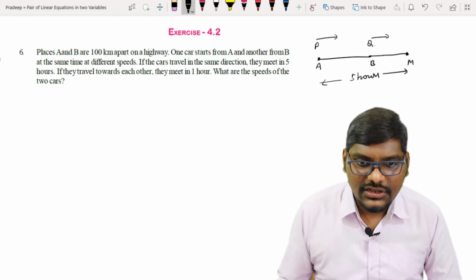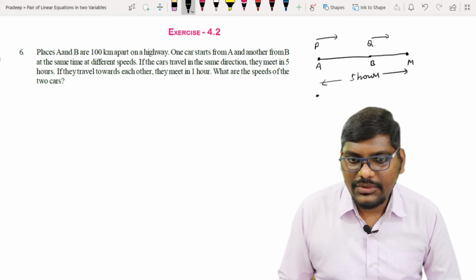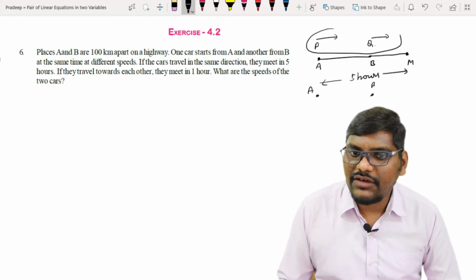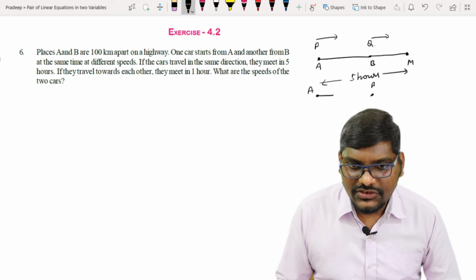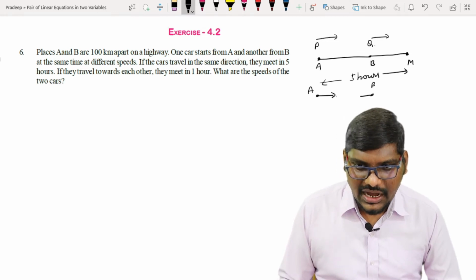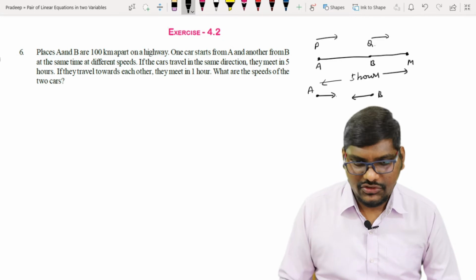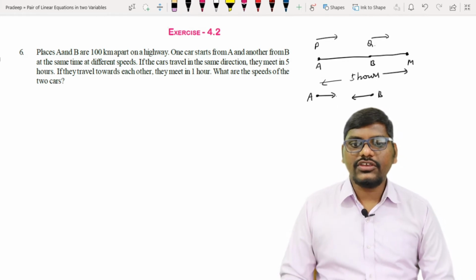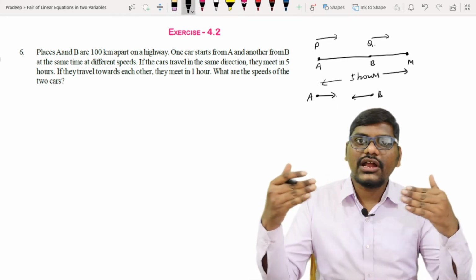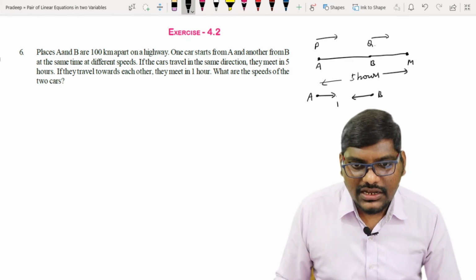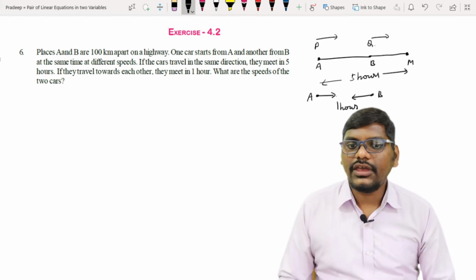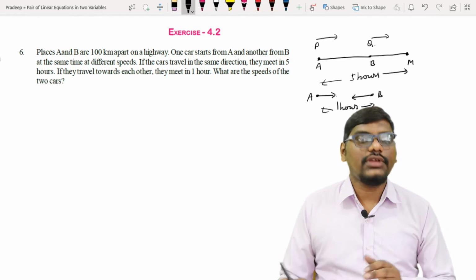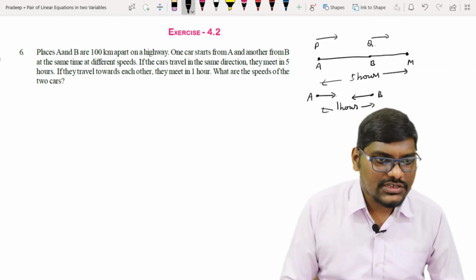And in the second condition, the same car A is there, car B is there. In the first condition both of them were traveling in the same direction, but this time car A is traveling this side, and car B is traveling opposite to A. So they are coming together, that is, they are traveling in opposite directions, and they meet one another in just 1 hour, whereas in the first case they meet in 5 hours. Now they are asking what the speeds of the two cars are.